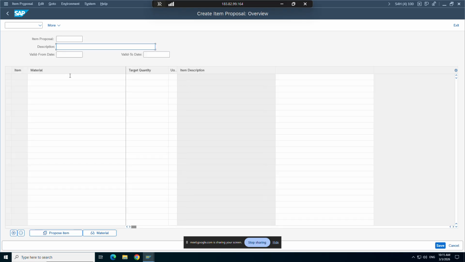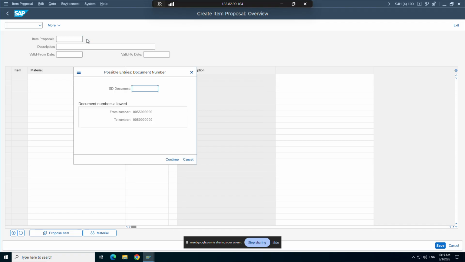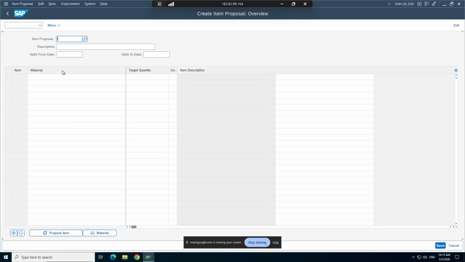standard one. Let's continue. Now you see, I can give the item proposal anything. Let's see if it is there. Okay, it is not there. Let's say test. And I'm giving this TG12, and TG13. Quantity also I have that option to enter. Let's say 1 and 2.